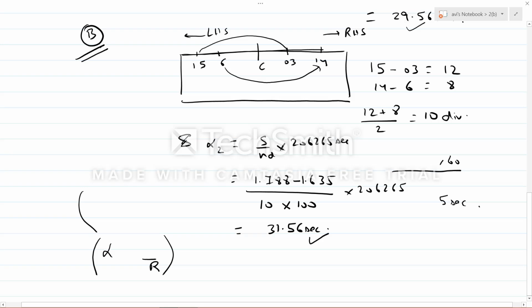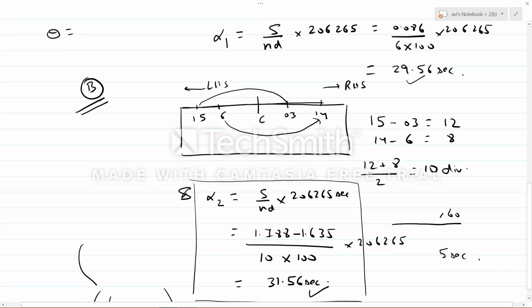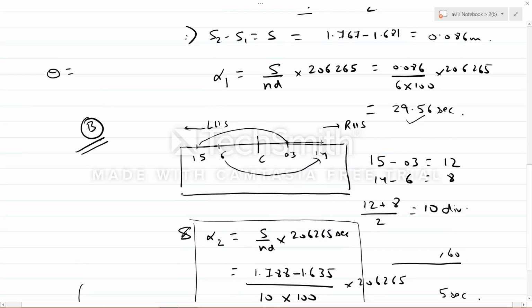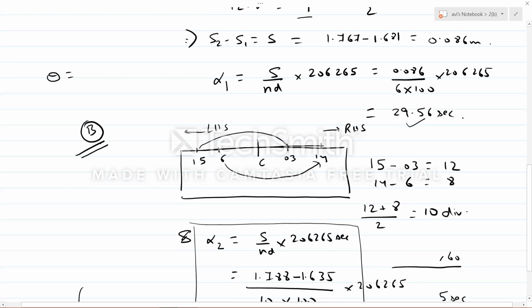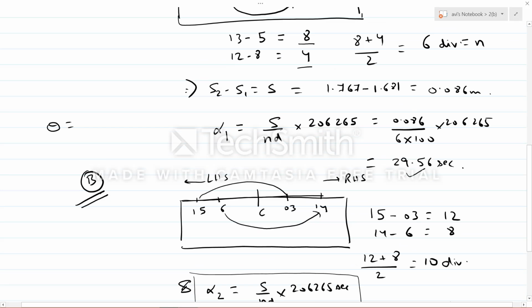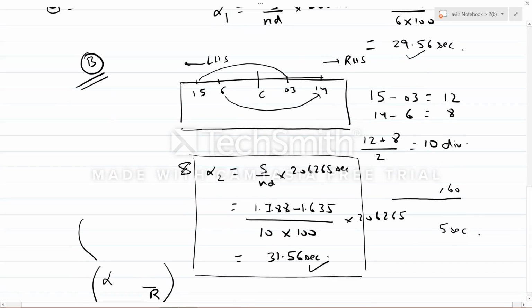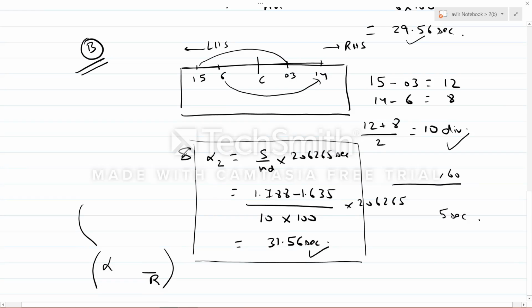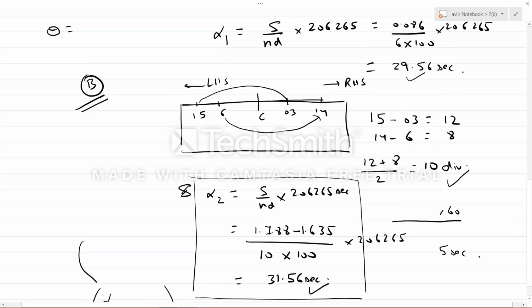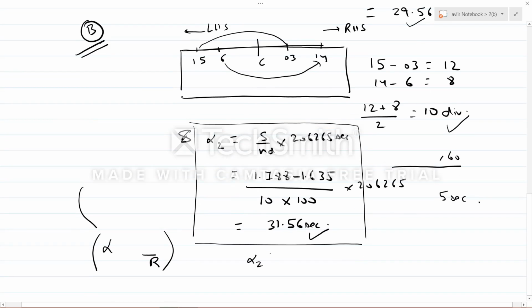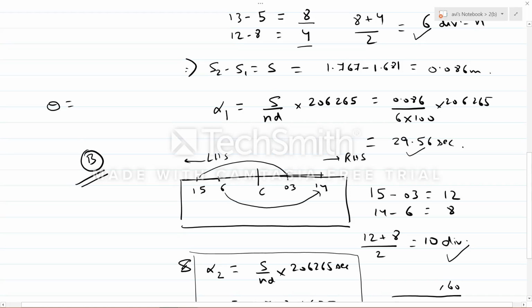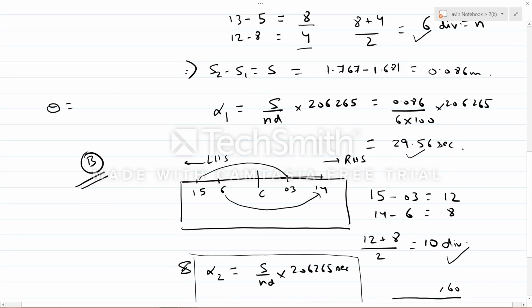You must also compare alpha 1 and alpha 2. We calculated alpha 1 like this. Here you can see that the number of divisions it moved in the first case was 6, and for the same value of theta, in this case it has moved 10 divisions. Therefore alpha 2 is greater than alpha 1. So this one is more sensitive; bubble tube B is more sensitive than bubble tube A.